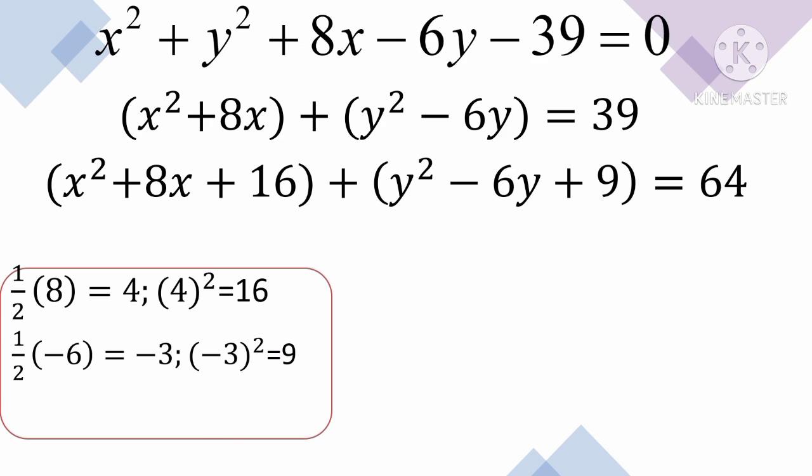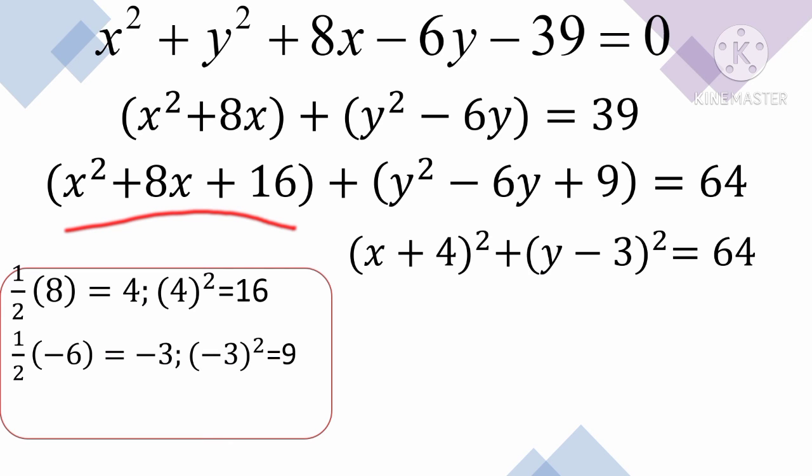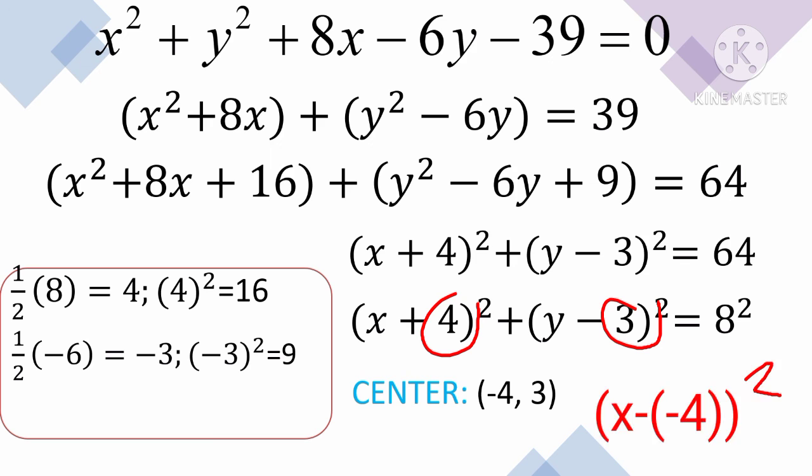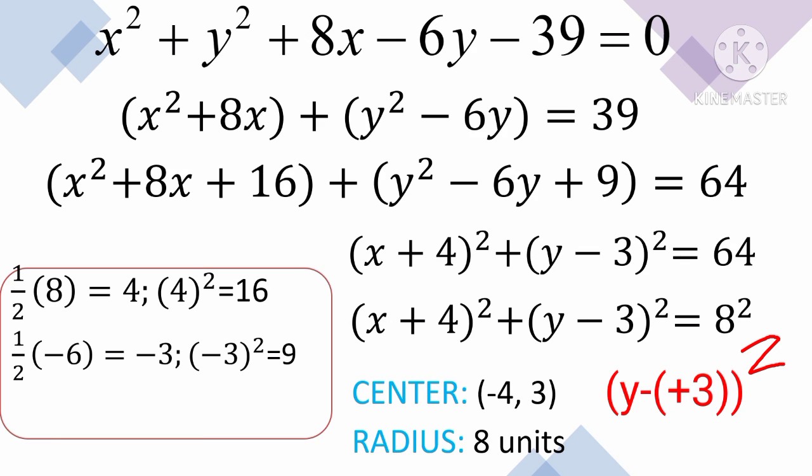So x squared plus 8x plus 16 can be represented as the quantity x plus 4 squared, and y squared minus 6y plus 9 also represents the quantity y minus 3 squared, equal to 64. Now to determine the center of the circle, we already have h, which is equal to negative 4, and k, which is equal to positive 3. And the radius now is equal to 8 units.